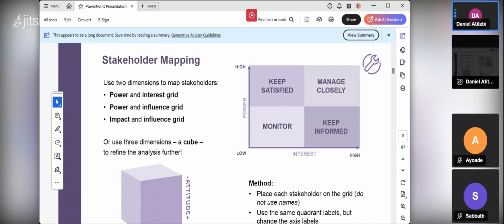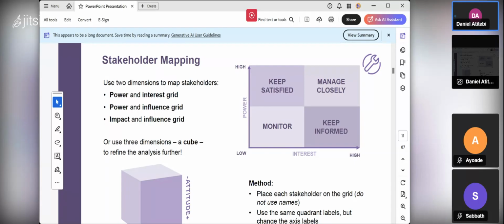So, if you are doing the exam, and the exam says that you are managing a project ABC, and Mr. Dan is one of the stakeholders that has high power and high interest in your project, how will you relate with that stakeholder? The exam expects you to say what? You will manage him closely.